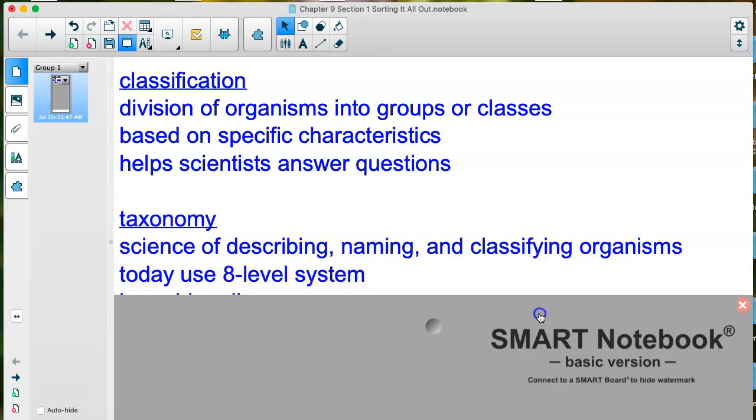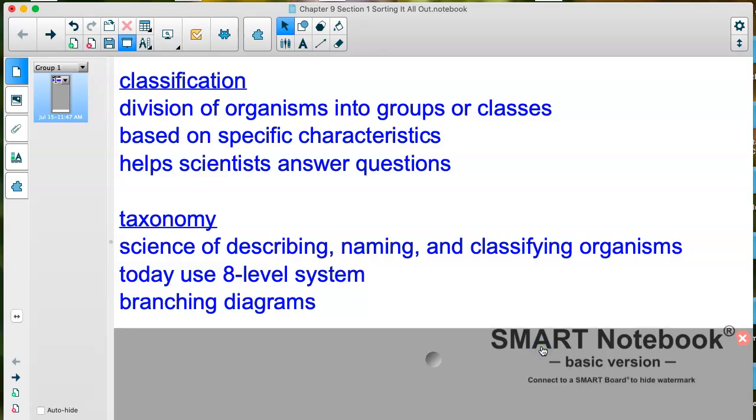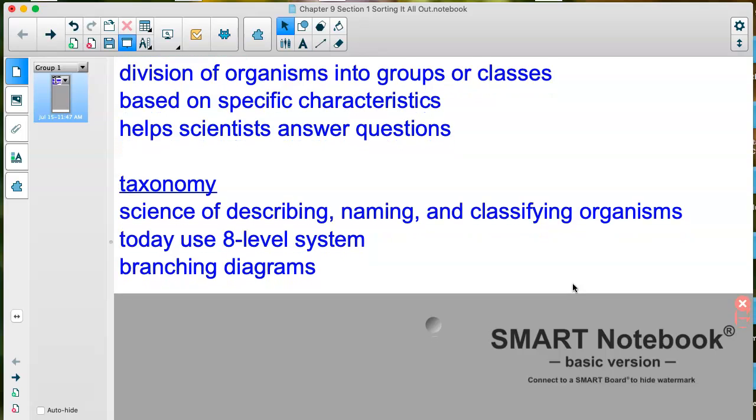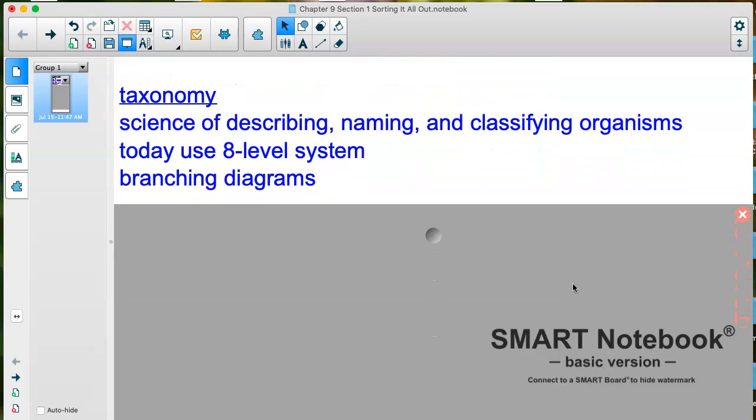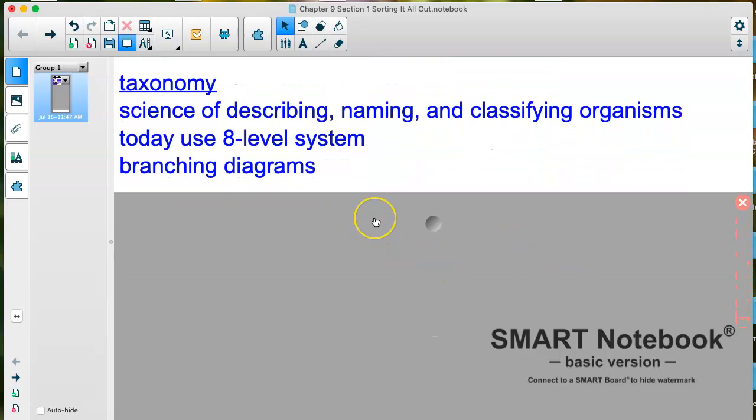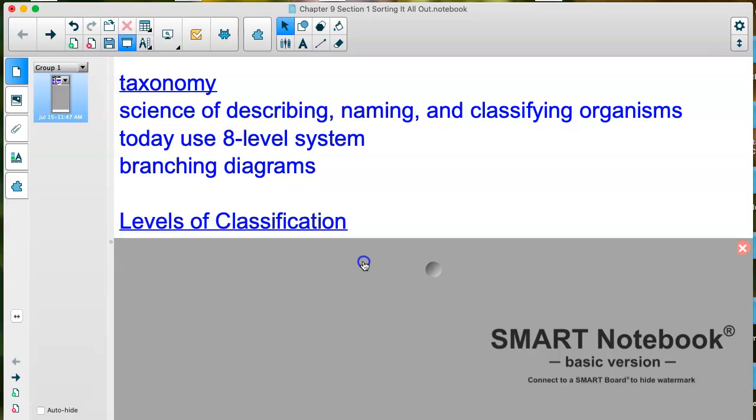So the study or the science of describing, naming, and classifying organisms is called taxonomy. There are what we call taxonomists in the world, and they have the job of doing this. They use an 8-level system that we're going to talk about to put animals and plants and other organisms that we can't even see into groups, okay? So that's where we're going to take the rest of the year. We're going to start studying living things in their different groups, all right?